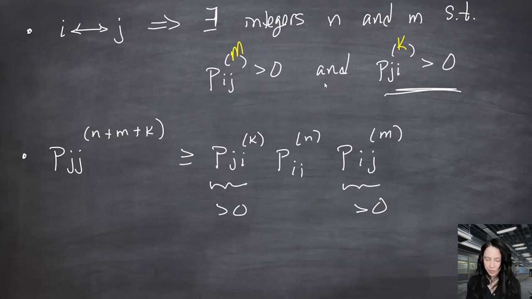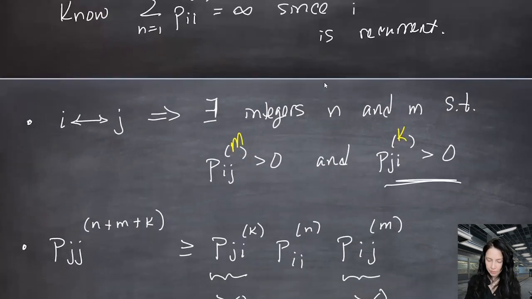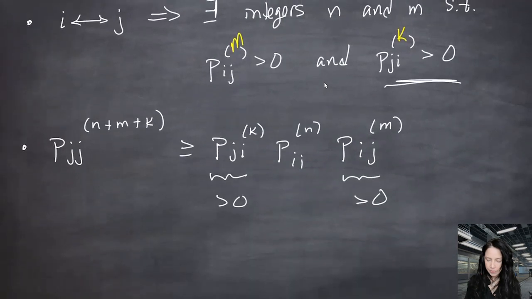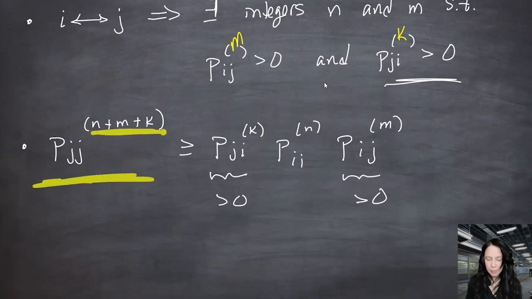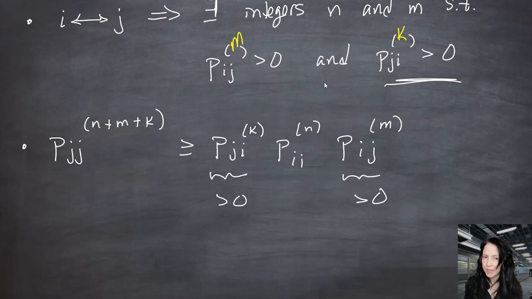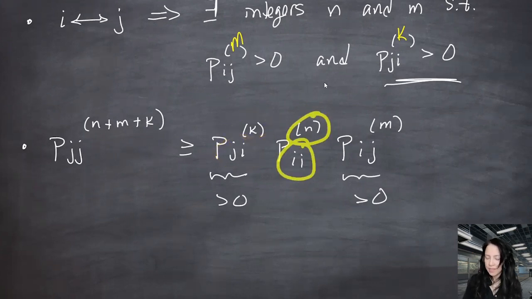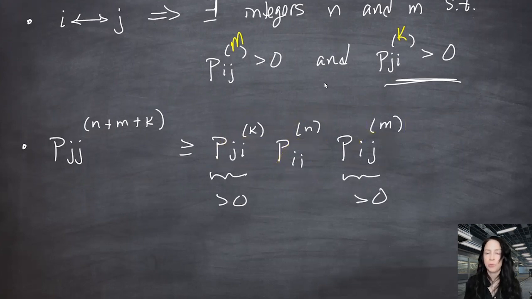But without having to appeal to Chapman-Kolmogorov, I know that because I is recurrent, I will eventually come back. So there is some N for which this is positive. But to go from J to J in N plus M plus K steps is possible with some positive probability. There are many ways to do it, but one way is to go to I in the first K steps, and then return to I in N steps, and then go from I to J in the remaining M steps. There are probably many more ways to go from J to J in this many time steps. So this is just one, and that's why it's not the whole probability, but something smaller.